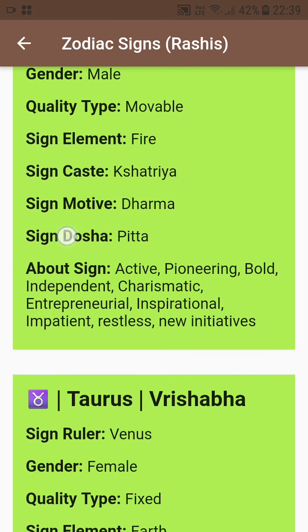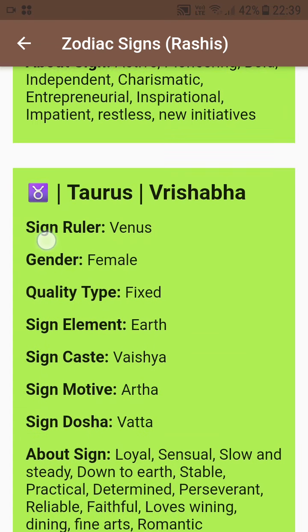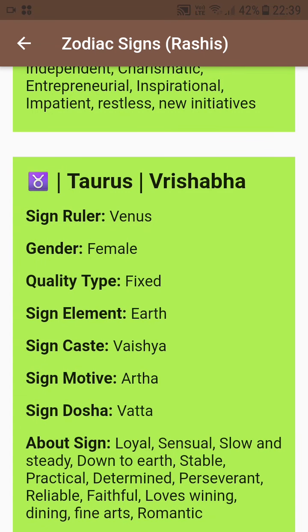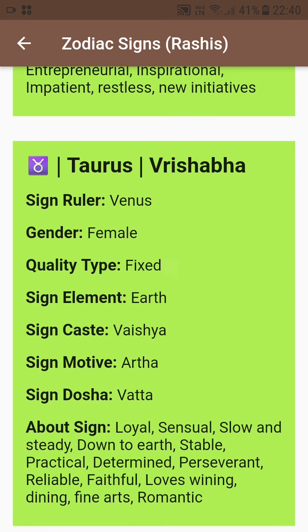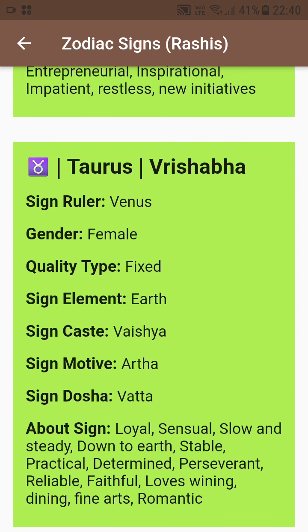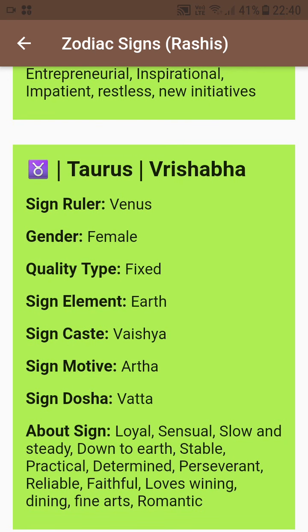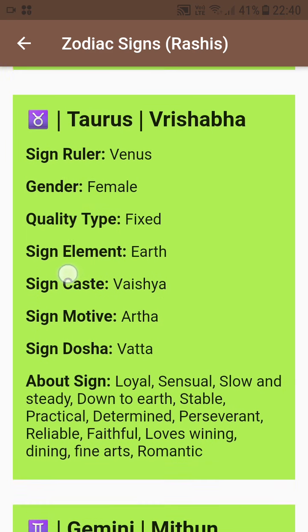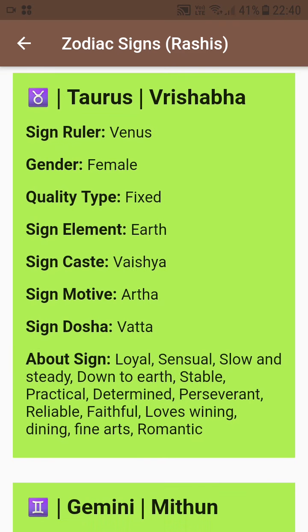Alright, let's move on. Then we have Taurus, which is Vrishabha, ruled by Venus. You can see here the gender is female. The type, which is a kind of nature, is fixed earth sign. Okay, fixed earth Rashi. The caste is Vaishya. The motive is Artha, which is a materialistic approach, and then the dosha is Vata.